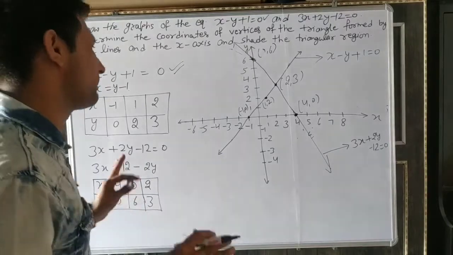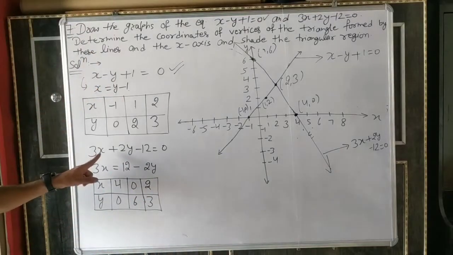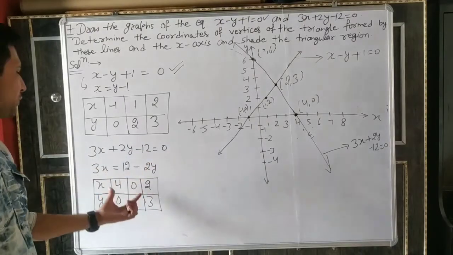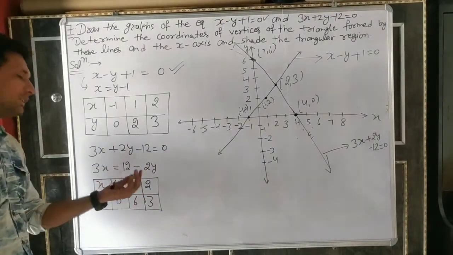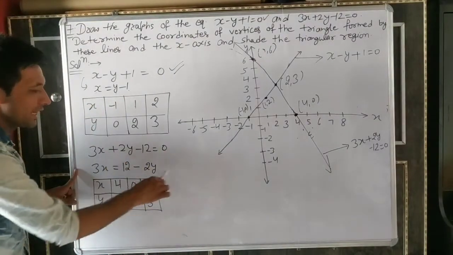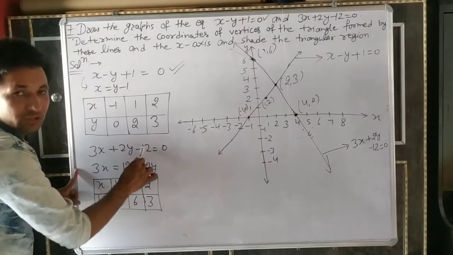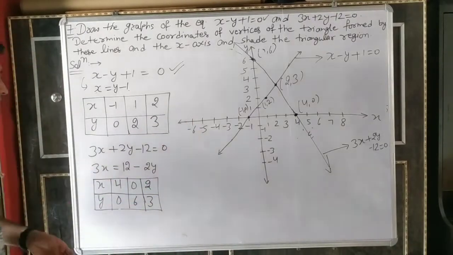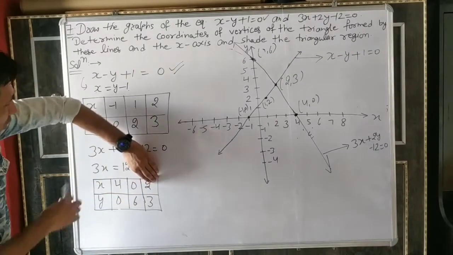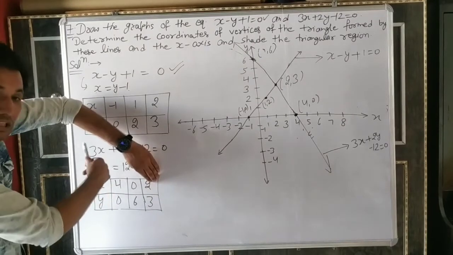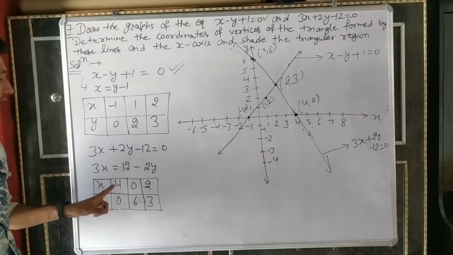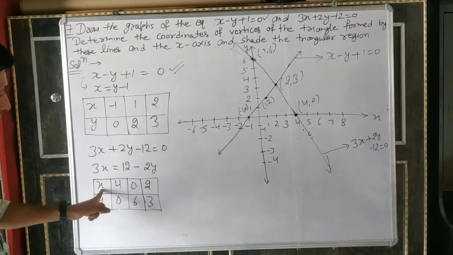We have already finished many questions. Same as this, the second equation: 3x plus 2y minus 12 equal to 0. If you want to find the solution, what will we do? One side we keep x and one side y. 2y goes to the other side as minus 2y, and minus 12 goes to the other side as positive. Now if y is 0, 2 into 0 is 0, 3x equal to 12, divide by 3, so x is 4.